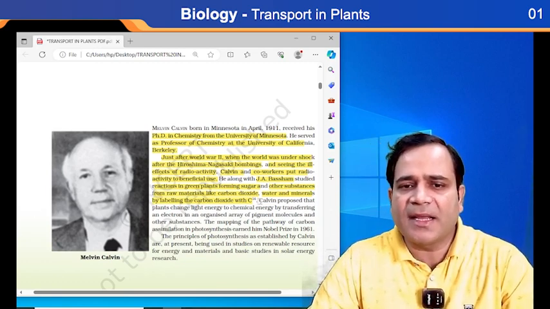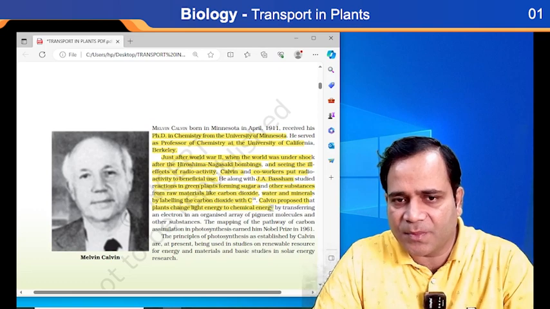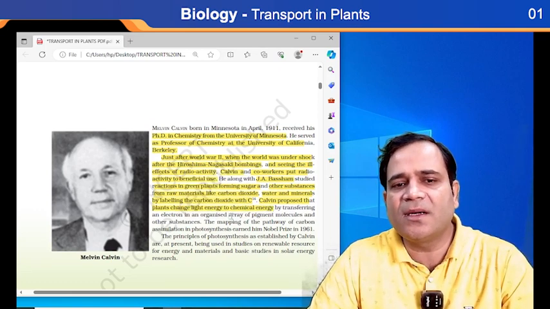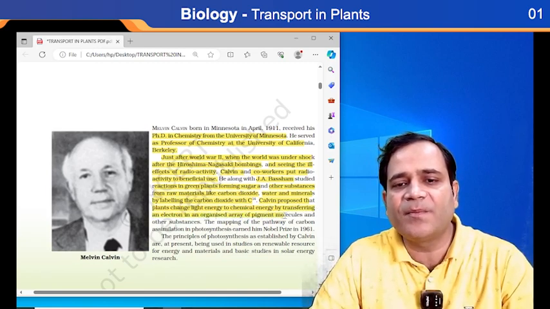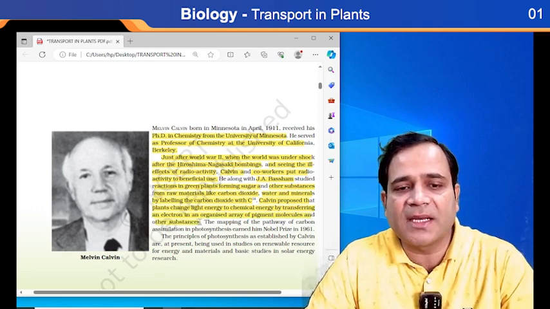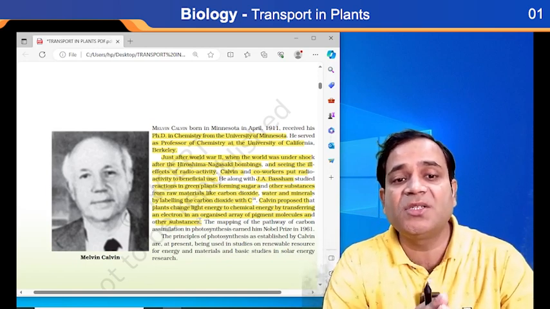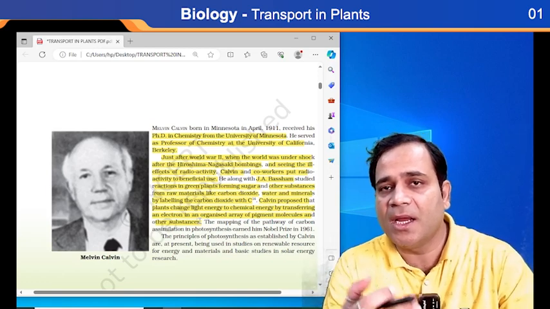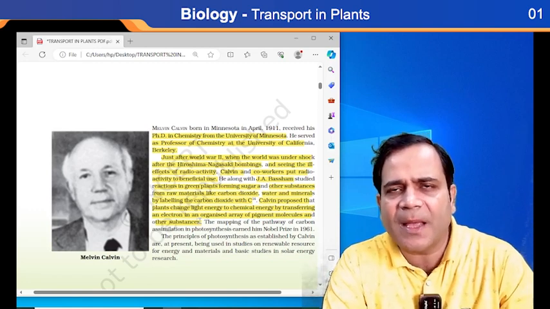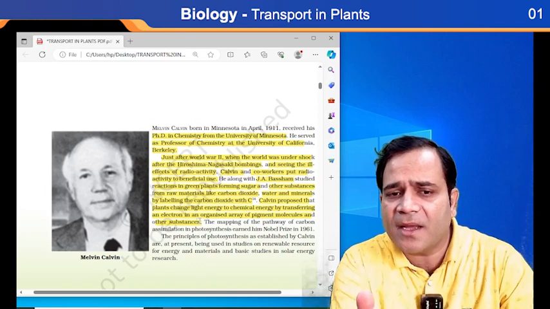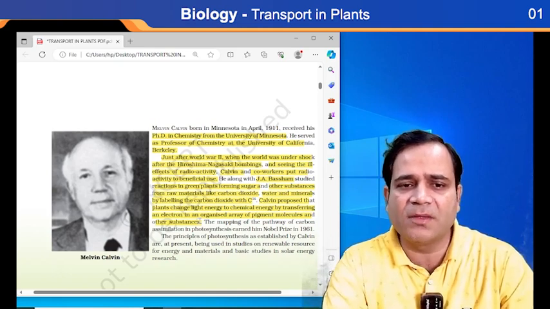So Calvin proposed that plants change light energy to chemical energy. How? By transferring an electron in an organized array of pigment molecules and other substances. This is very important, my dear. You know, whatever food we eat, that food stores chemical energy, my dear. Yes, chemical energy. That chemical energy comes by transferring an electron in an organized array of pigment molecules and other substances. Getting my point?